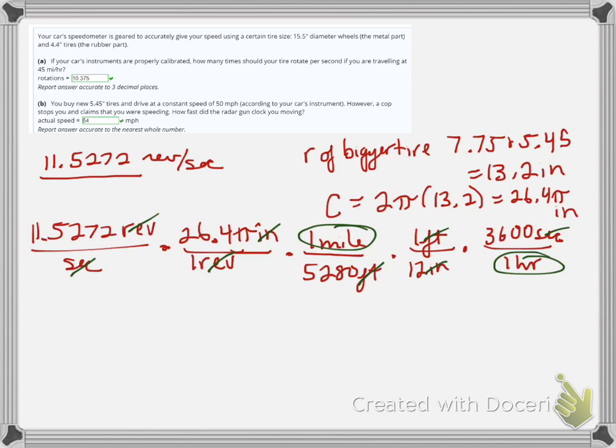So I'm going to multiply 11.5272 times 26.4 times pi times 3,600, then divide by 5280 and divide by 12, and you should get 54 point something miles per hour. It asked you to round to the nearest whole number. I think it was 54.3 or something like that. Anyway, it ended up being 54 miles per hour.